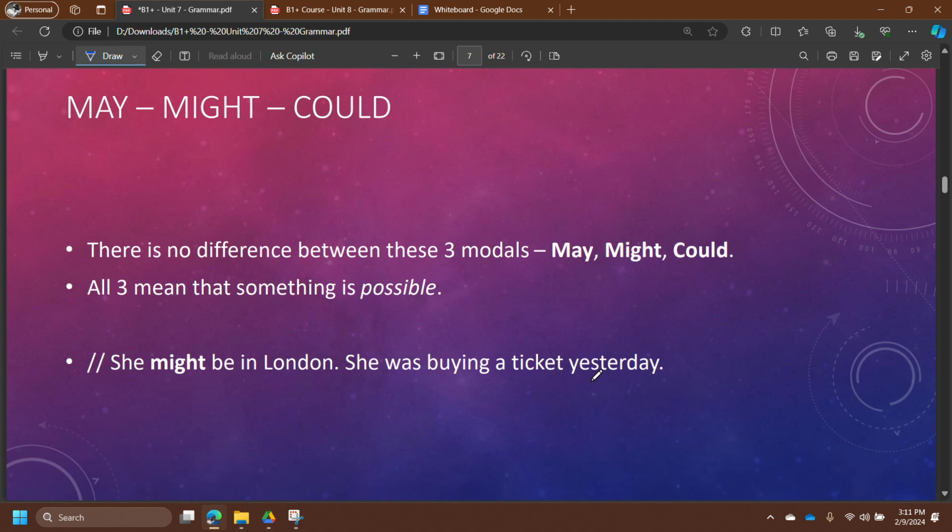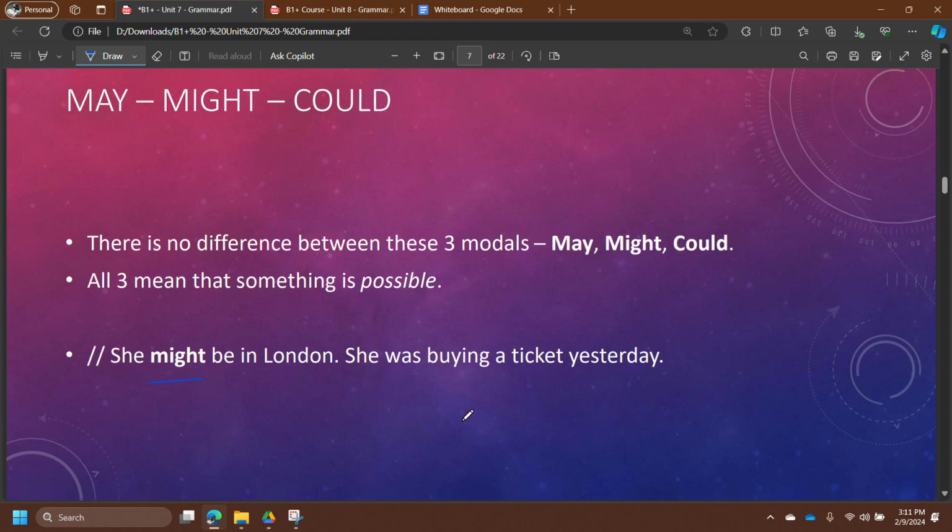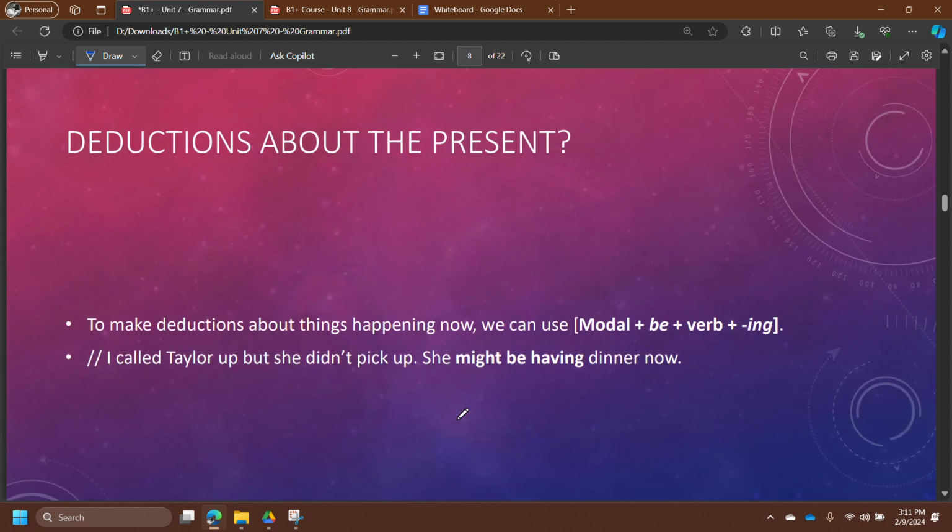Okay, so now talking about may, might, and could, there is kind of no difference between these three modals. All three of them just mean that something is possible. For example, she might be in London. She was buying a ticket yesterday. Or she may be, or she could be in London. All are correct.